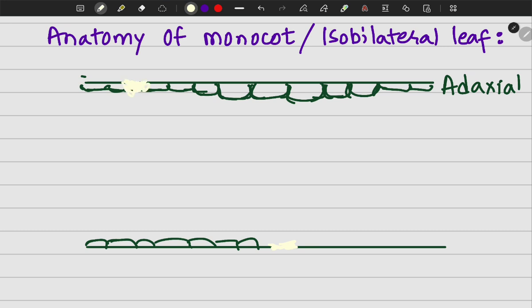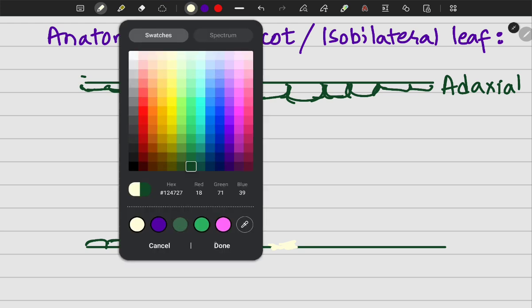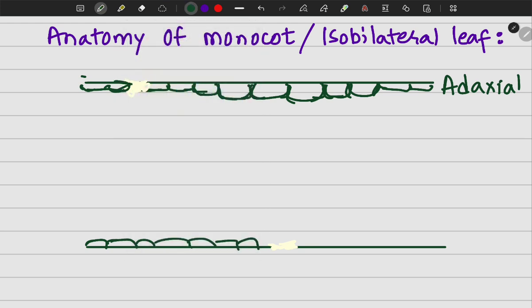Let us draw one stomata here. So the stomata will be present on both the surfaces, upper and lower. Now the structure is quite similar to that of dicot leaf. The only difference is that the mesophyll will not be differentiated into palisade and spongy mesophyll here in case of isobilateral leaf. Otherwise, most of the structure is similar.